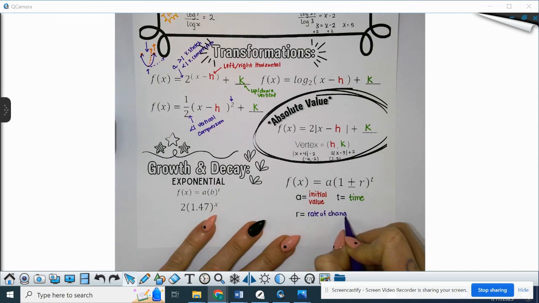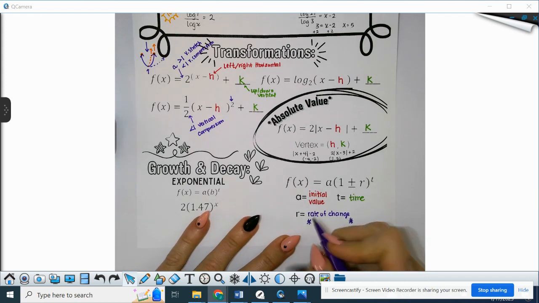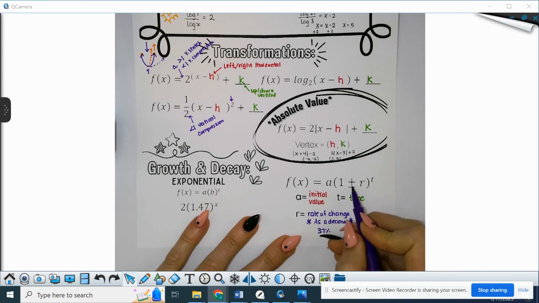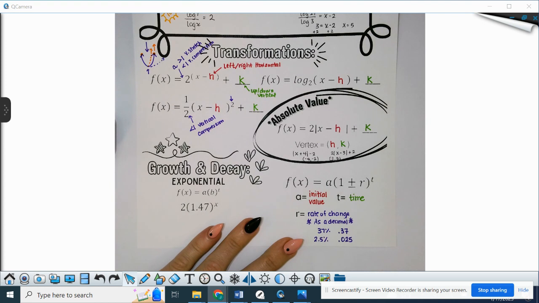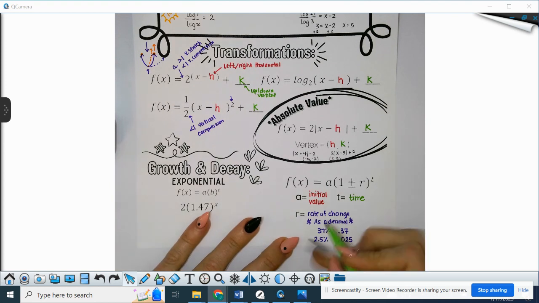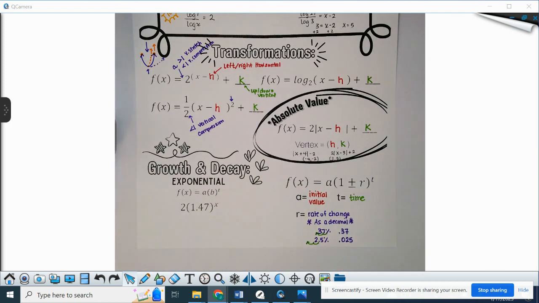And then your R is going to be your rate of change. Now, don't stop listening yet because here's the important part. This is where you guys usually will mess up because you get running. R is a decimal. So if it's 37% growth, then we are going to add 0.37 to 1. If it's 2.5% growth, then we are going to add 0.025 to 1. So you're going to divide it by 100 or move the decimal 2 places to the left. But it is always 2 places because it is always relative to 100. So we're moving it 2 to the left or dividing by 100.